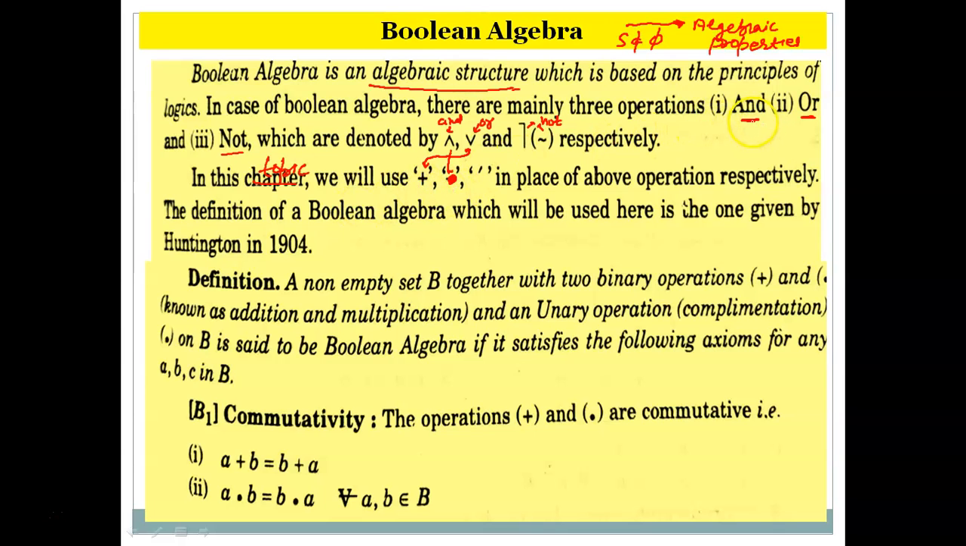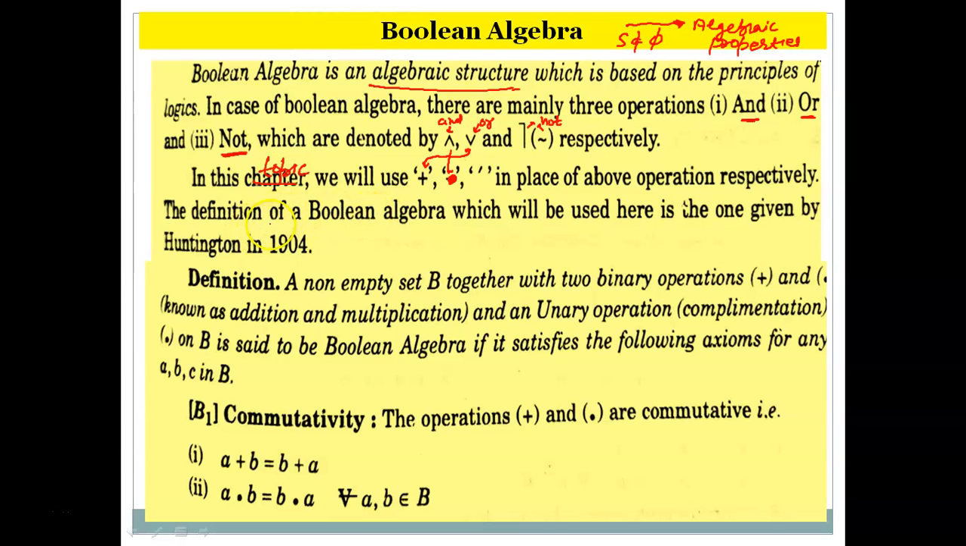And the meaning of AND, OR, and NOT changes in different sets. For example, in the case of a power set, AND means the intersection operation, OR means the union operation, and NOT means the complement operation. Similarly, we will see other algebraic structures where the meaning of these three operations will be different.